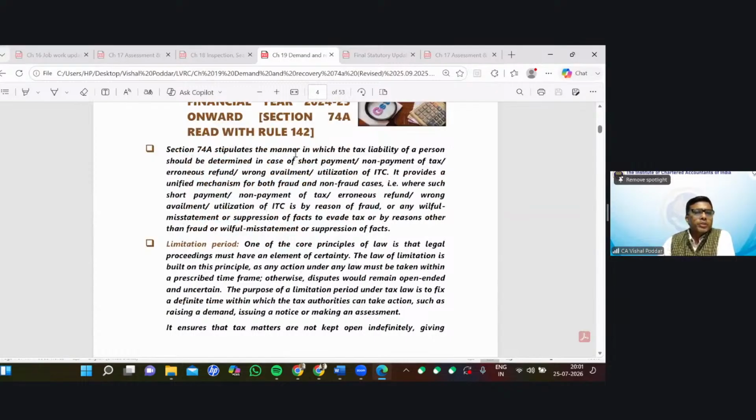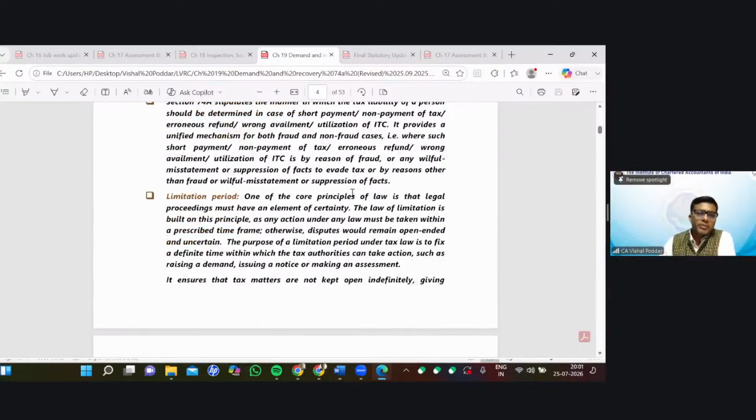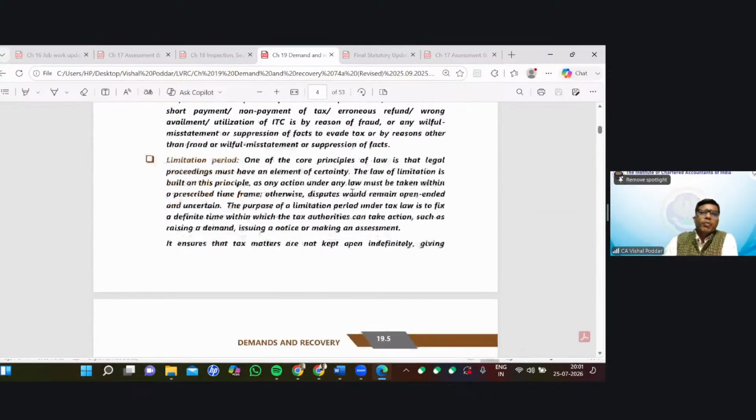Section 74A stipulates the manner in which the tax liability of a person should be determined in all of these cases. And it may be even in the case where it is fraud or where it is non-fraud. Now, both cases are covered under the same section. Earlier, you had a separate section for non-fraud cases, which was 73, and for fraud cases, it was 74. Now, for both, we have 74A.